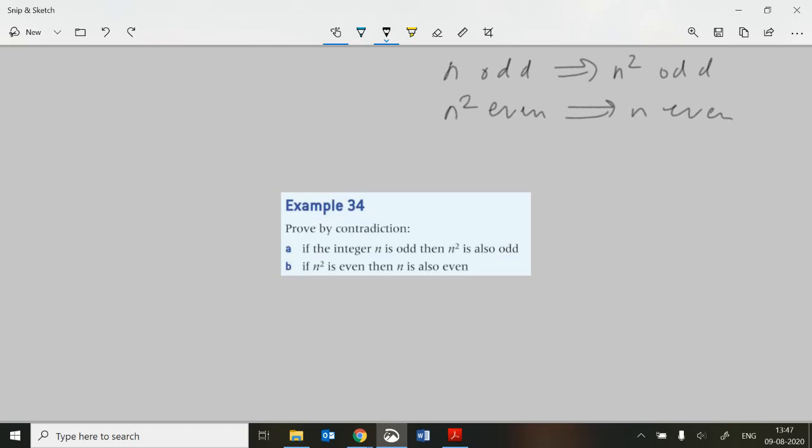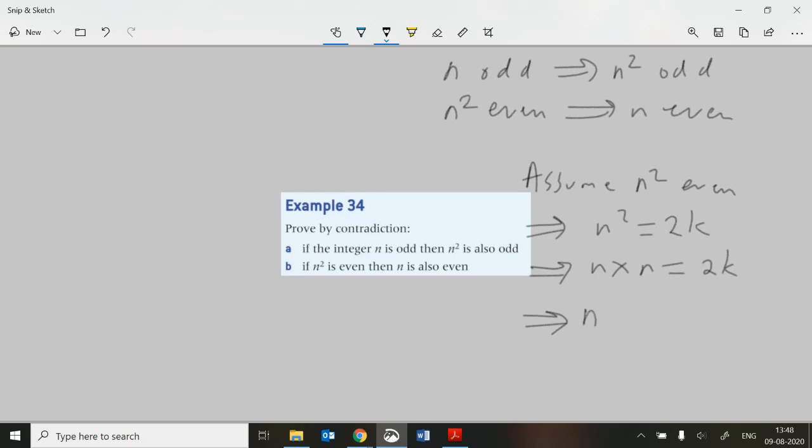So if n squared is even, and this is a really quick proof here, we assume that n squared is even, so that implies that n squared can be written as 2k. Just to make it more explicit, n times n is equal to 2k. And then they're saying we're allowed to just say at this point that n must be even. N is even, and that's allowed. This is a basic property which is allowed.